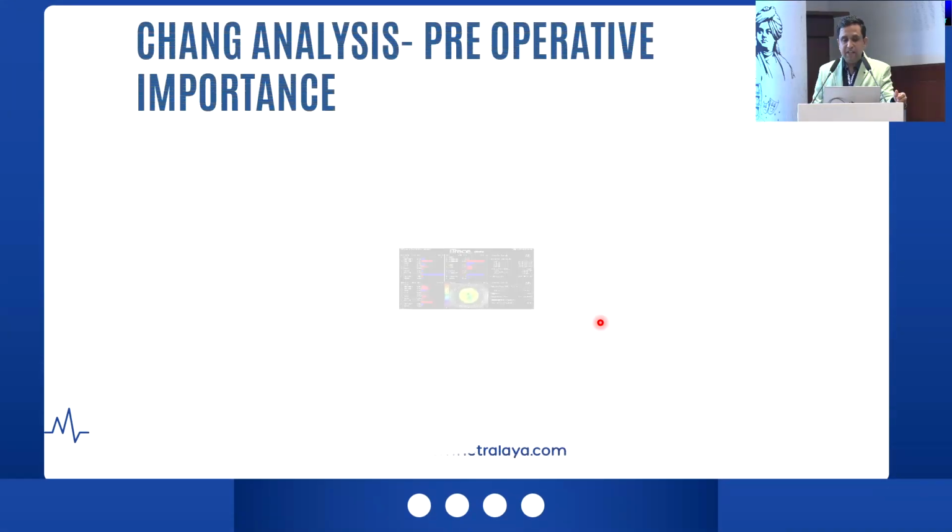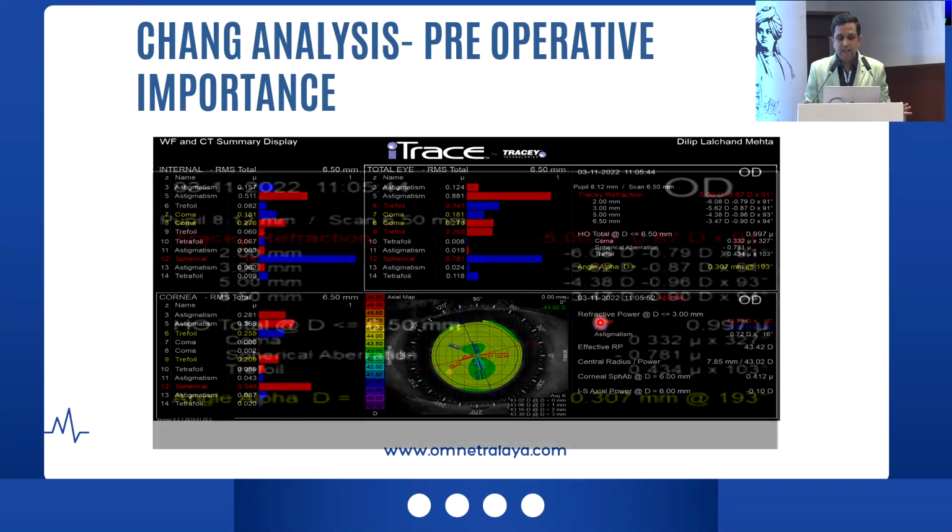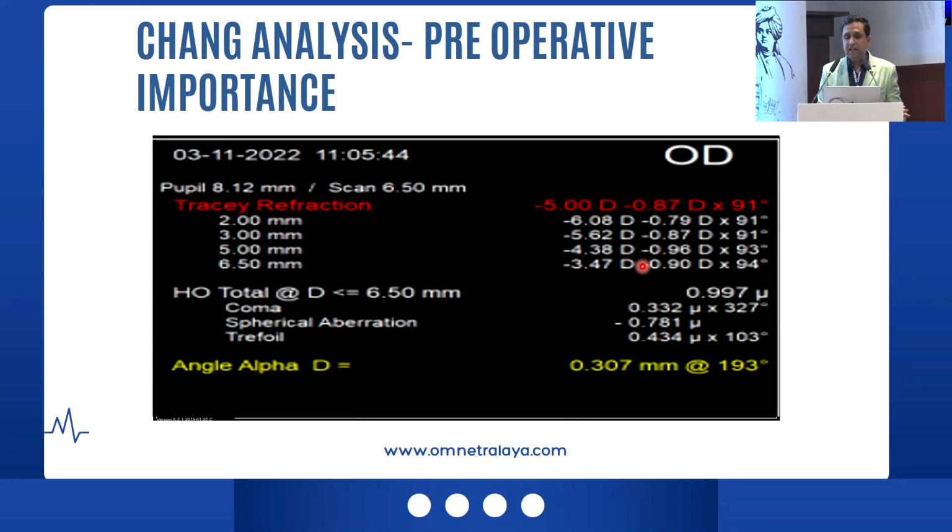At the same time, this Chang's analysis is very much of preoperative importance. Why is it of preoperative importance? The first and most important thing, it gives you a multi-zone refraction. I think this is the only autorefractometer which gives us multi-zone refraction. As you can see here, we are getting refraction at 2 mm, 3 mm, 5 mm and 6.5 mm also.